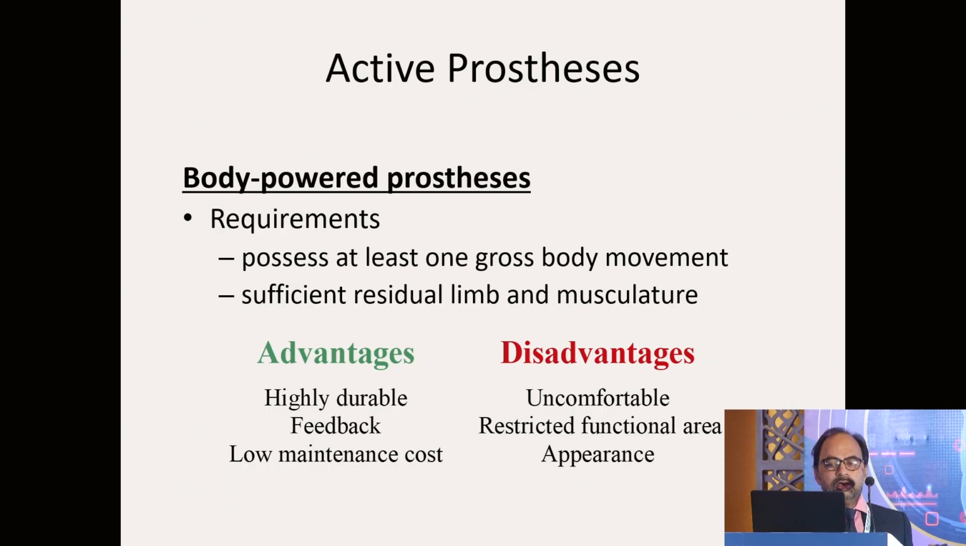Now coming to active prosthesis, they are body powered, where at least one gross body movement should be available, with sufficient residual limb and musculature. The advantages are highly durable, feedback is present, low maintenance cost, but the disadvantages are they are uncomfortable, restricted functional area, and appearance wise they are not very good.